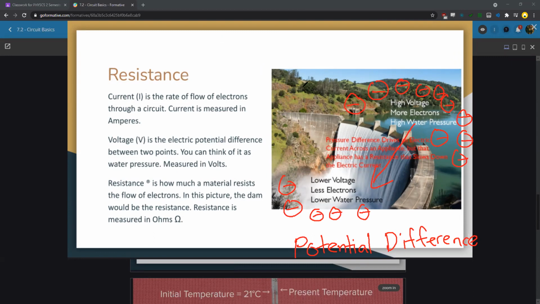But appliances themselves can slow down the rate of electric flow. Even though the water is flowing through this dam, whatever appliance you are running the electricity through can slow down the rate at which the water flows, or rather the electrons flow. So a dam, this middle part right here, you can think of it as a resistance.